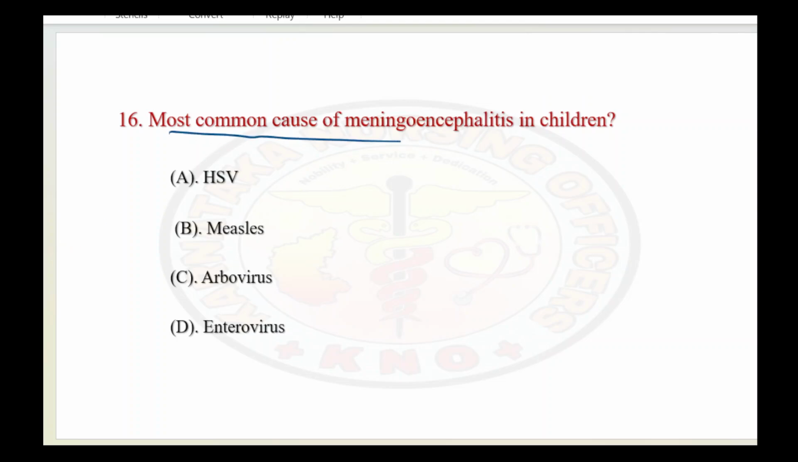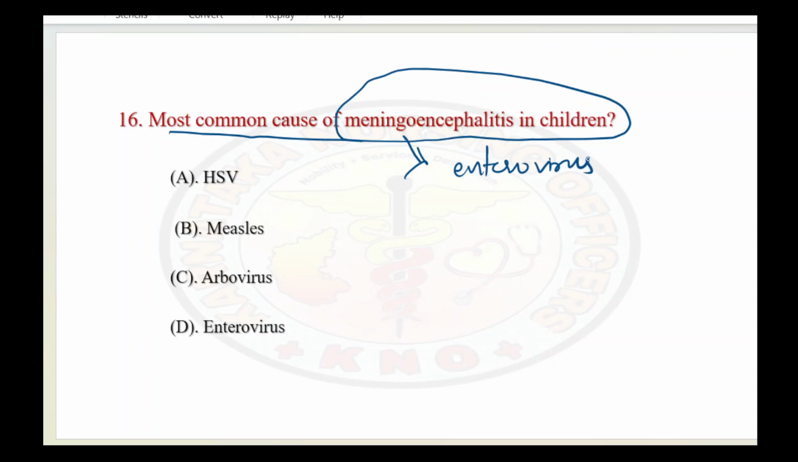Most common cause of meningoencephalitis in children. They have asked you the most likely cause of meningoencephalitis. Here are the options. First option is HSV, second option is measles, third is arbovirus, and fourth is enterovirus. The most common cause is enterovirus. But let's see what the other options are here. HSV mainly causes encephalitis only. It is not meningoencephalitis.